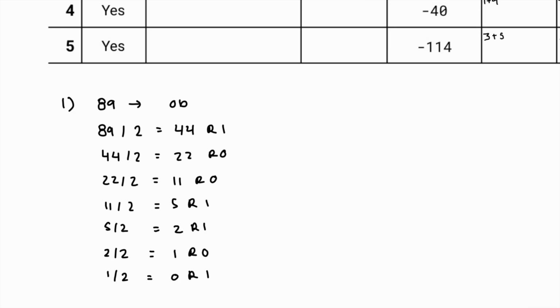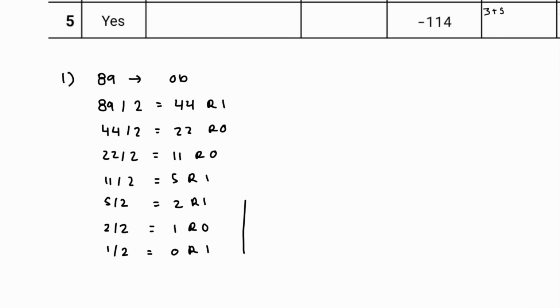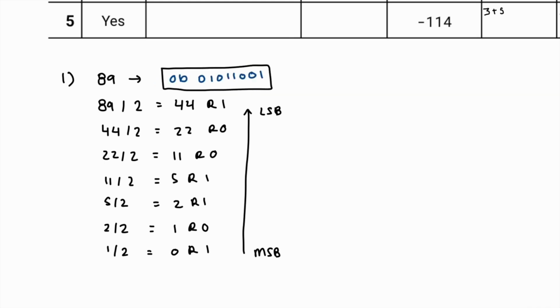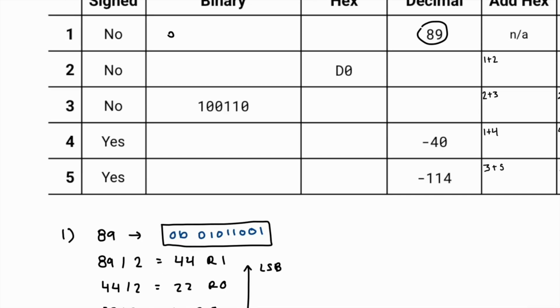Great, so we finished dividing. Now when we build our binary number, we know that the most significant bit, which is the bit in front, is going to be on the bottom, and then our least significant bit is going to be in the back. So we'll write it like this: 1 0 1 1 0 0 1. Notice that we only have 7 bits here, so we're going to fill in that first bit with a 0 because we do want this to be in 8 bits. I'll color this. So this is our number in binary.